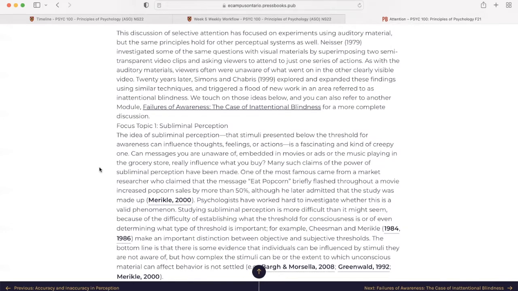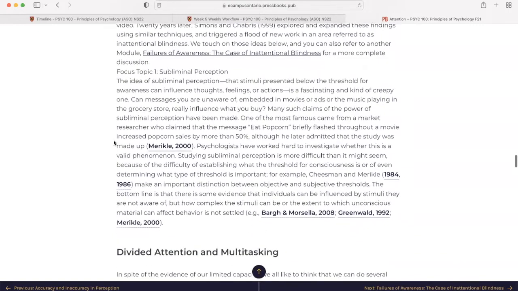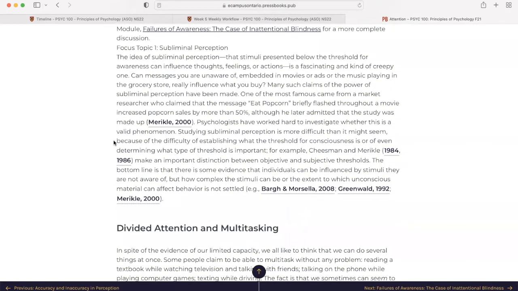Focus topic 1, Subliminal Perception. The idea of subliminal perception, that stimuli presented below the threshold for awareness can influence thoughts, feelings, or actions, is fascinating and kind of a creepy one.